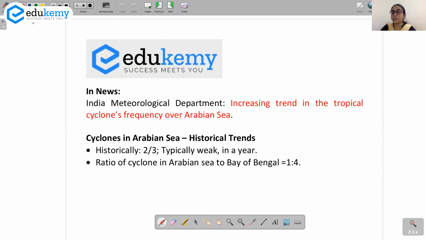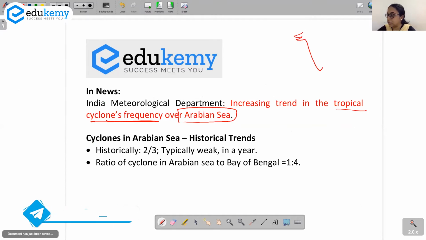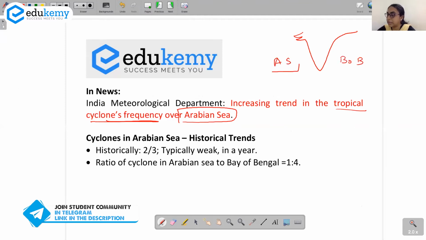Now, why has this been in news recently? This topic has been in news recently because of the increasing frequency of the tropical cyclone in the Arabian Sea. So if we see the Indian Ocean, this is the Indian Peninsula, this is your Arabian Sea, and this is the Bay of Bengal. In the Arabian Sea, the formation of the tropical cyclone is increasing.